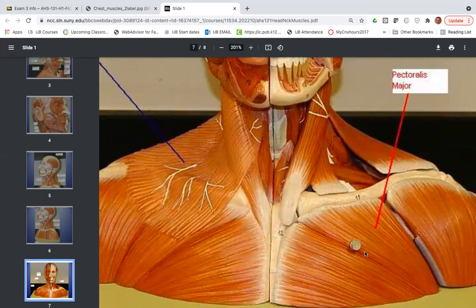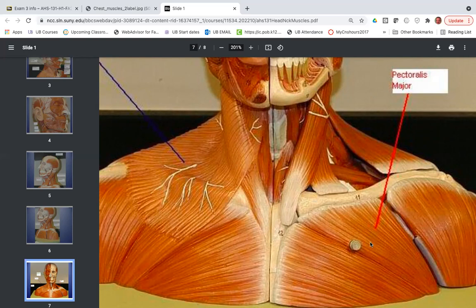Now, if there's a pec major, wherever there are majors, there's always minors. If there's a major, there's going to be a minor. That holds true with teres major, there'll be a teres minor. Zygomatic major, there'll be a zygomatic minor. Rhomboid major, there'll be a rhomboid minor. Wherever there's majors, there are always going to be minors.